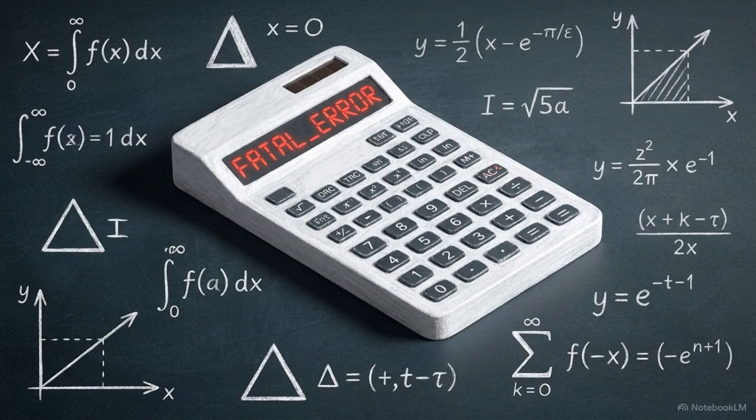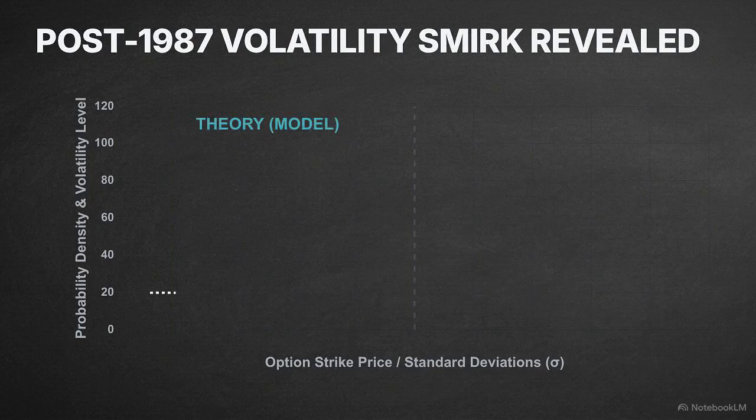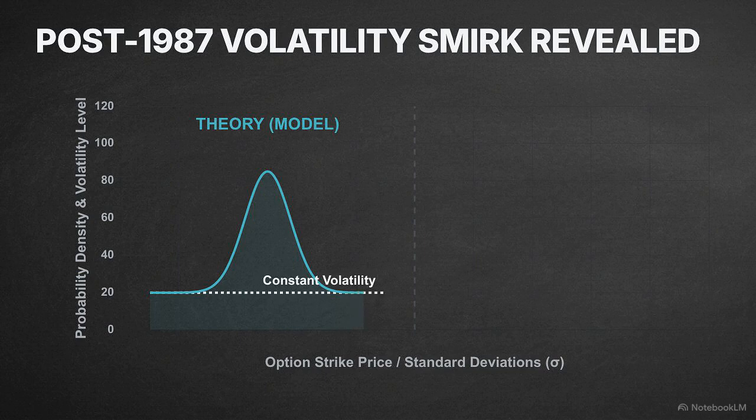That crash exposed a fatal flaw in the Black-Scholes model. The formula required the underlying asset to have constant volatility, dictating that market returns would always follow a predictable log-normal distribution. This split-screen visualization compares that theoretical expectation with market reality.